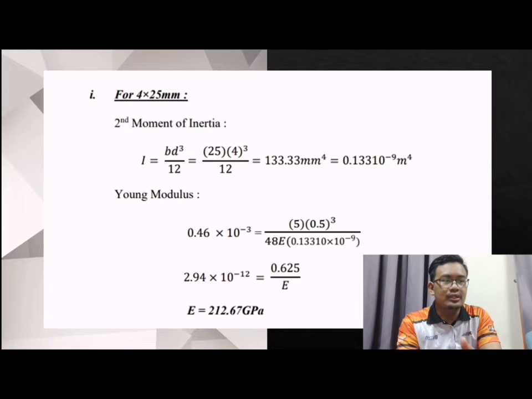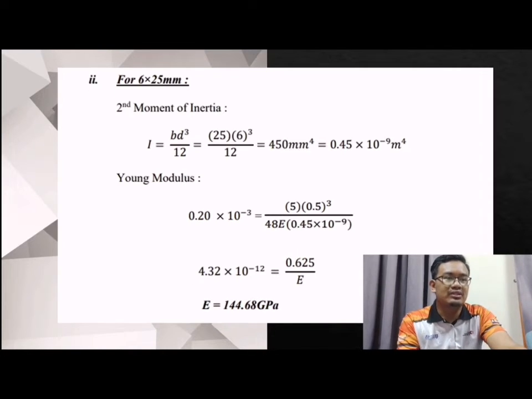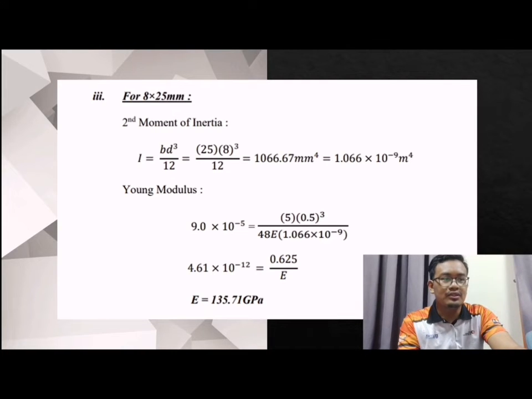So we can get Young modulus is 212.67 gigapascal. We use the same formula for specimen 2. The second moment of inertia we get 0.45 multiplied by 10 power of negative 9, and Young modulus we get E equal to 144.68 gigapascal. Same for the next specimen. Moment of inertia we get 1.066 multiplied by 10 power of negative 9, and Young modulus we get 135.71 gigapascal.